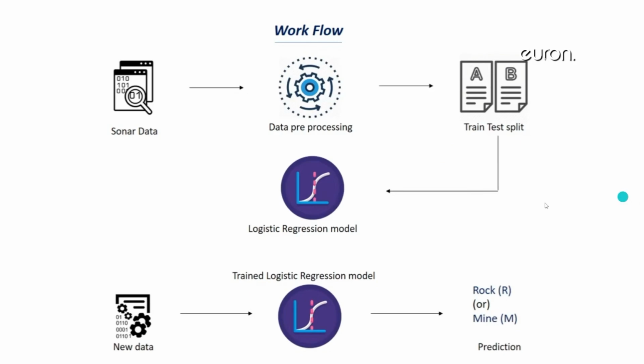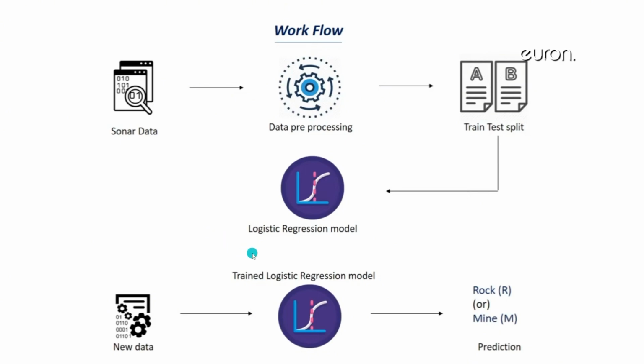So guys, this is the workflow. First of all, we'll be getting the sonar data. Then we have to do some data preprocessing. After that, we'll be performing the train test split operation. Then we'll be training a logistic regression model. You can use any kind of model here. It's a classification problem statement, so you have to predict whether it's a mine or a rock. Logistic regression is a classification algorithm, and you can use any classification algorithm here.